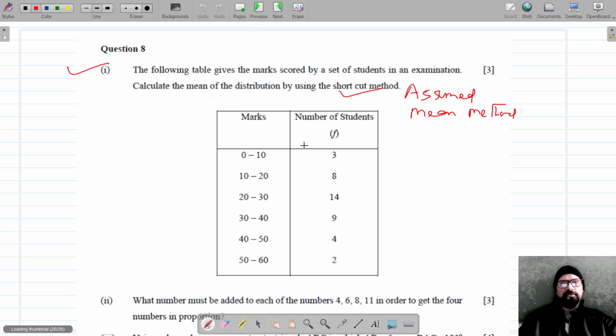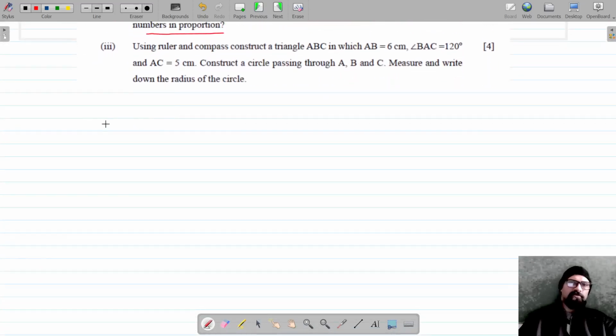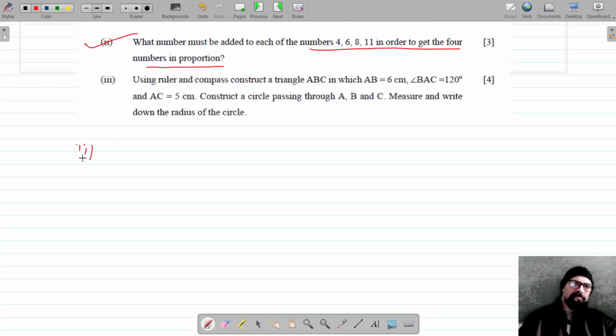Okay, moving on to the next part. What number must be added to each of the numbers to get the four numbers in proportion? So let the number to be added be x.